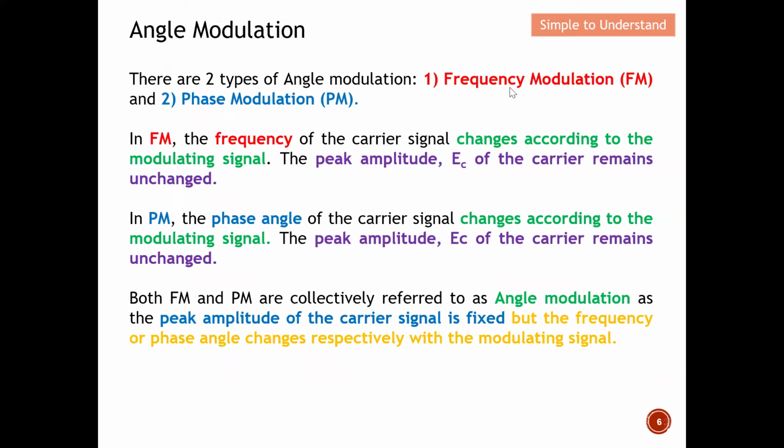One will be frequency modulation, another one will be phase modulation. Okay, so what is actually frequency modulation? Under frequency modulation, the frequency of the carrier changes according to the amplitude of the modulating signal. So in short, the frequency will change according to the amplitude of the modulating signal.